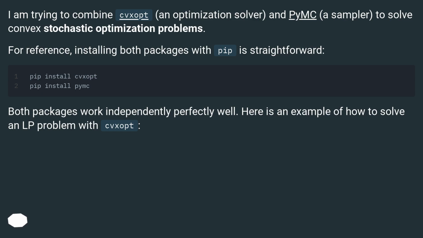For reference, installing both packages with pip is straightforward. Both packages work independently perfectly well. Here is an example of how to solve an LP problem with cvxopt.